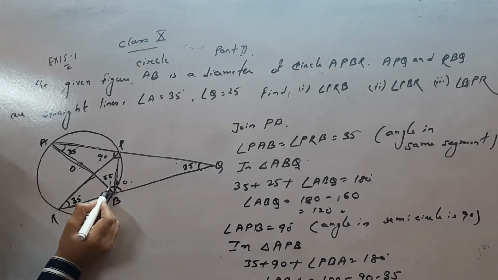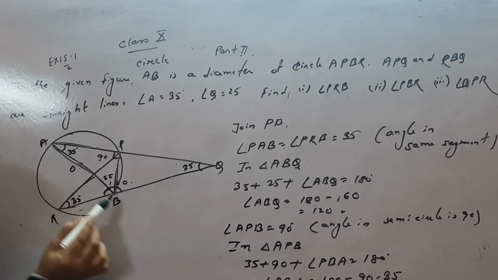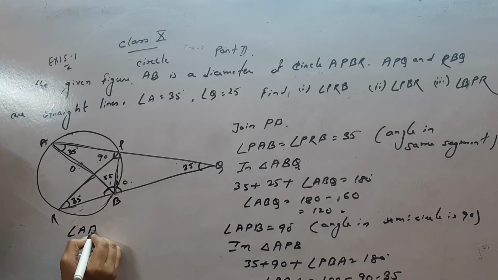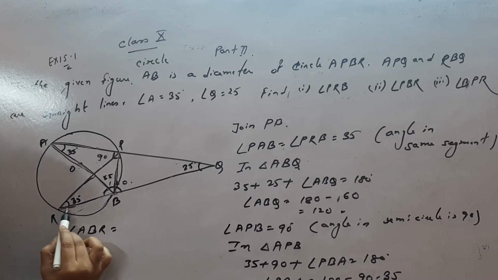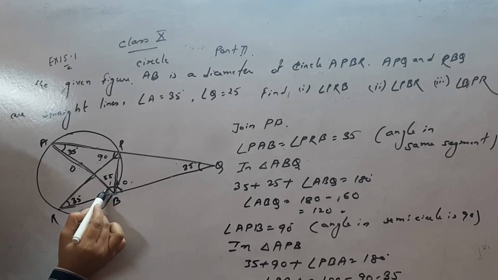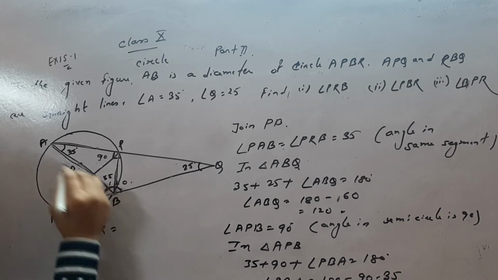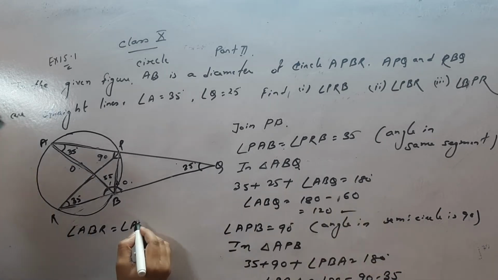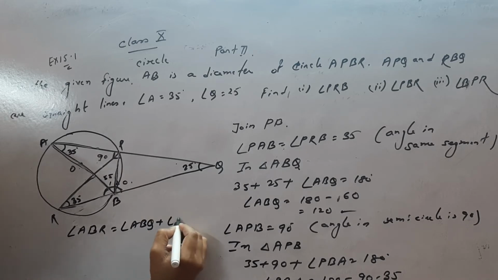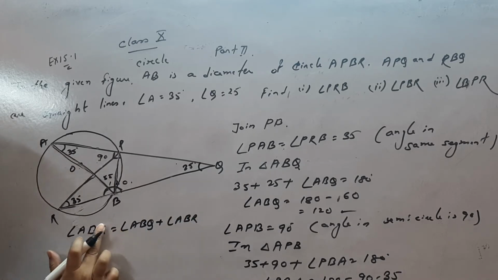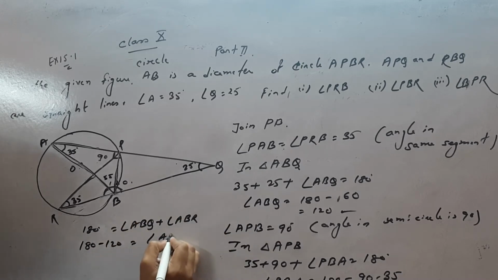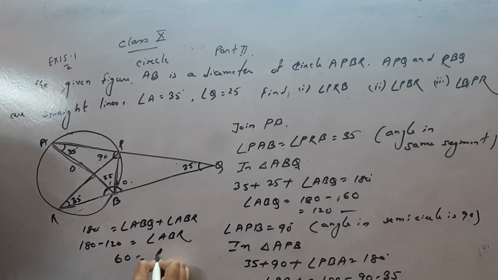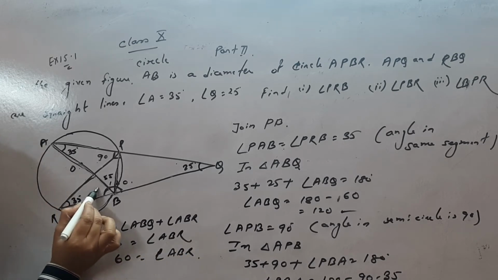So this one is how much? Which one? Angle ABR. We know that RBQ is a straight line, so 120 plus this angle equals 180. So angle ABQ, which we found as 120, plus angle ABR is equal to 180 degrees. Reason: straight line. So 180, and the value of ABQ is 120. So the ABR value is 60 degrees. Angle ABR equals 60 degrees. That means this is 60 degrees.